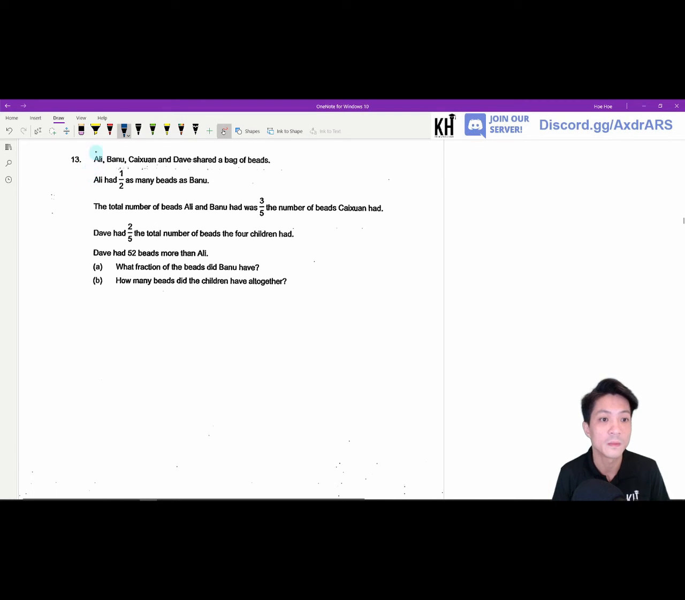Okay, question 13. Ali, Banu, Kai Xuan and Dave shared a bag of beads. Ali had half as many beads as Banu, which means that A is to B will be 1 is to 2. The total number of beads Ali and Banu had was 3/5 the number of beads Kai Xuan had. So A plus B is to C is 3 is to 5, which is just nice because you can see over here A plus B is 3 units.